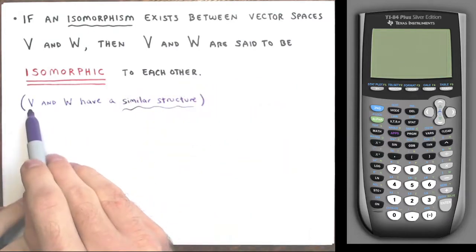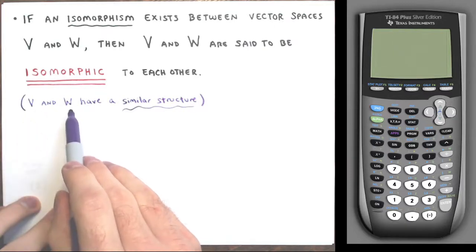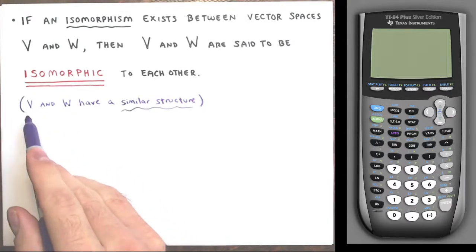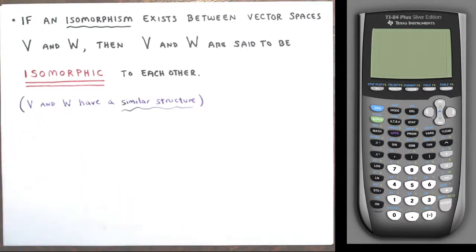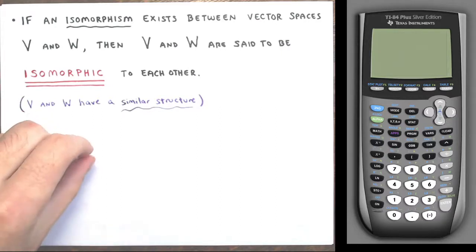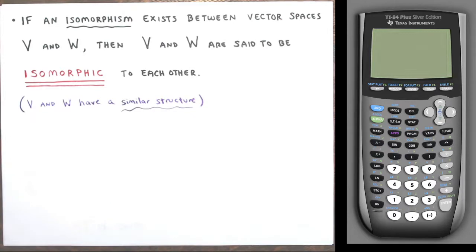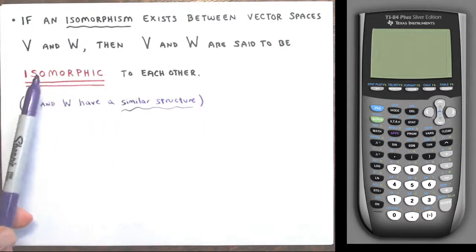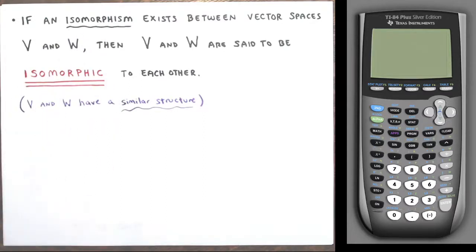If you have a set of basis vectors of V, those will map to basis vectors of W. A basis of V will correspond to a basis of W. So building blocks for V will be in a relationship with building blocks for W, if they are isomorphic to each other. If you can find an isomorphism between them, then yes, they'll have this similar structure to them. Okay.